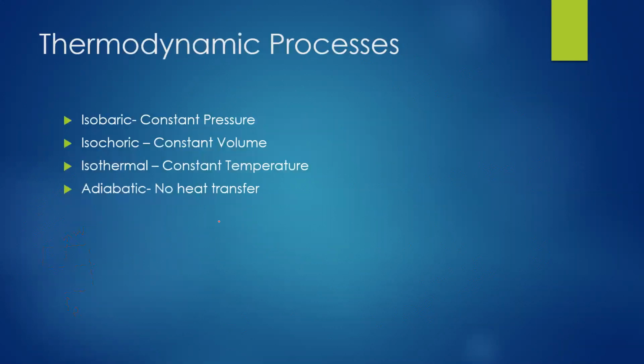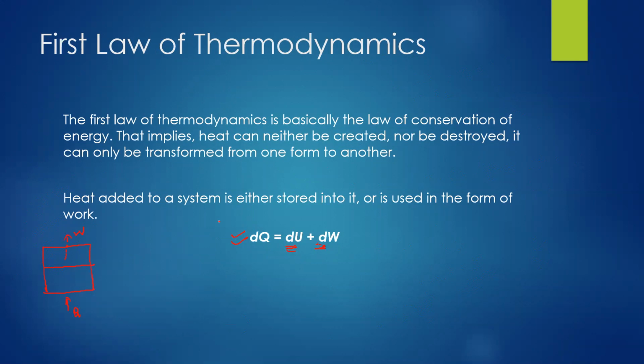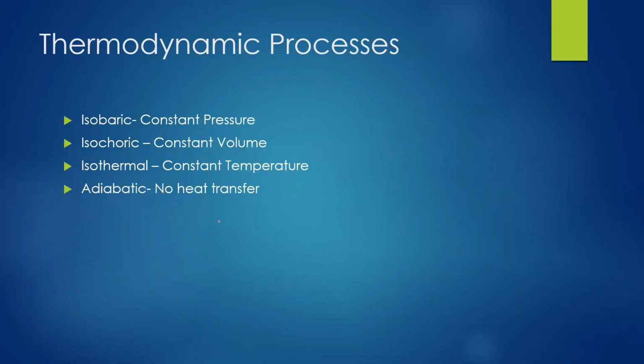All right, then we are going to talk about thermodynamic processes, and we are in some way going to apply the first law to these thermodynamic processes. For now we'll just be discussing 4 processes: isobaric, isochoric, isothermal, and adiabatic. We'll discuss more processes as time passes by, but for now let's keep our discussion to these 4 processes: isobaric, isochoric, isothermal, and adiabatic.